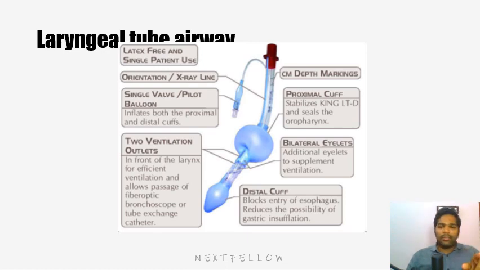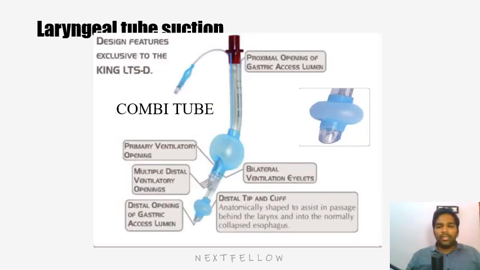We have another thing that is called the combi tube. Here we have two ports. This is a second generation device. So there is a proximal opening for the gastric lumen. See here, we have a gastric lumen, we have an esophageal cuff. Here we have a pharyngeal cuff as well as ventilation ports. So this is a second generation device.